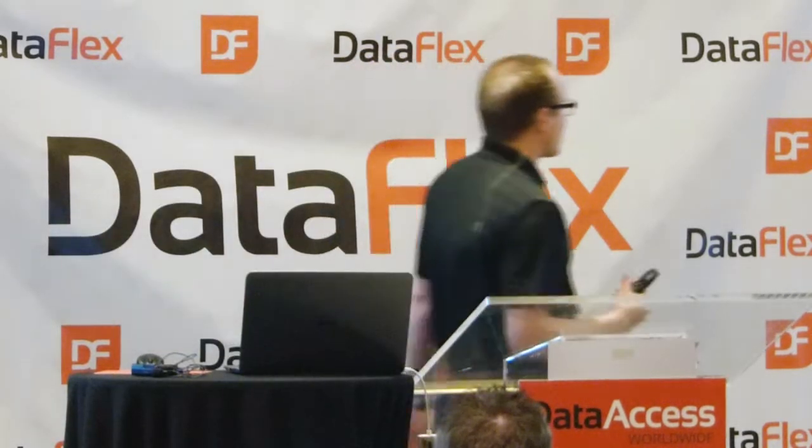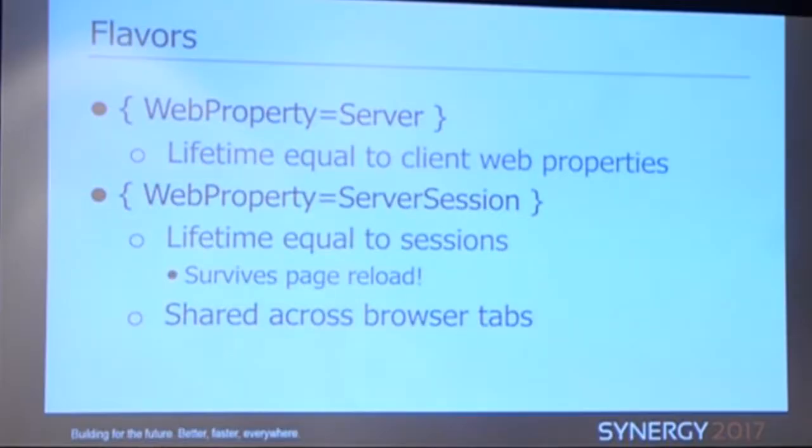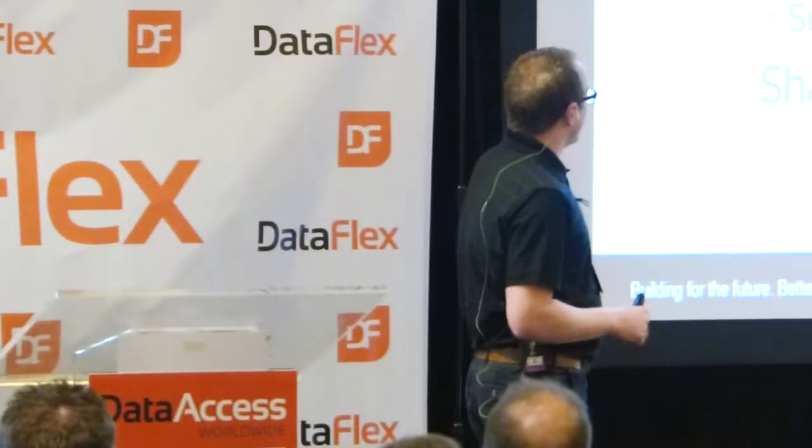Of course, while we were working on it, we found that there was more to it, so we decided to add more flavors. And by default, a web property equals server has the lifespan that is equal to client web properties. The reason for that is, well, we actually had to do work to get it like that, but the reason for doing that is so it's consistent with the rest of the application and it will behave like you are familiar to. But we could also store them longer because we store them on the server.